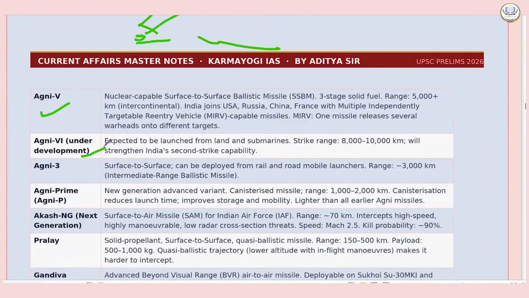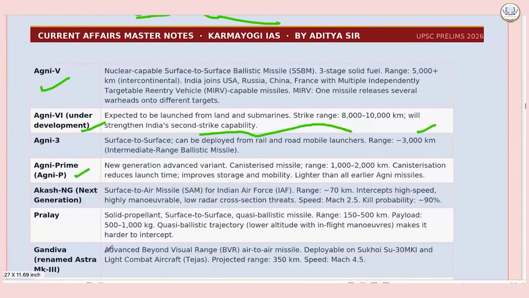And we have Agni-3. That is surface to surface. It can be deployed from rail and road mobile launchers. Range is 3,000 kilometers approximately. Intermediate range ballistic missile. Agni Prime is a new generation advanced variant. It will be a canisterized missile. Range is 1,000 to 2,000 kilometers. Canisterization reduces the launch time. It improves storage and mobility, lighter than all earlier Agni missiles.